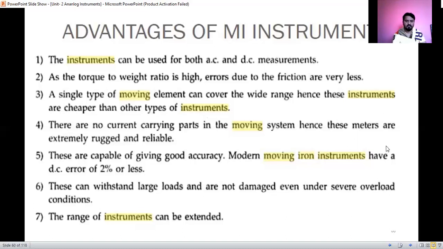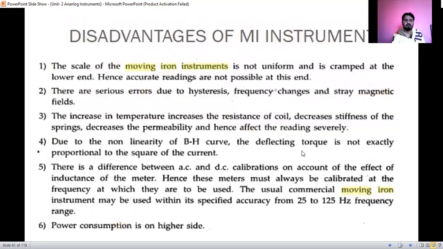If any instrument has some advantages, it also has some disadvantages. This instrument also has some disadvantages. The first disadvantage is that the scale is not uniform, because the angle of deflection is directly proportional to the square of the current.